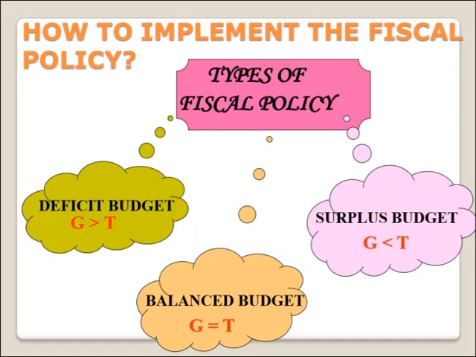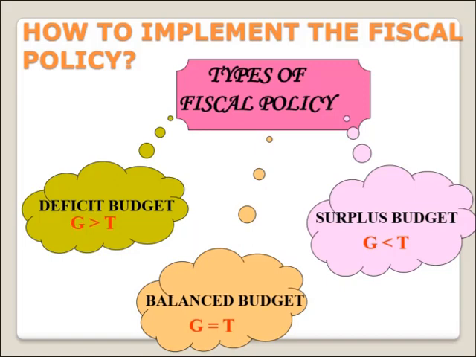There are three types of budget. Deficit budget, where government expenditure G is more than T; surplus budget, where G is less than T; and balanced budget, where G equals T. For example, in the deficit budget where G is more than T, government can increase G, which means increase the expenditure, and reduce tax collection, reduce the revenue, so the government spends more and receives less. So that's why the government budget is in deficit.